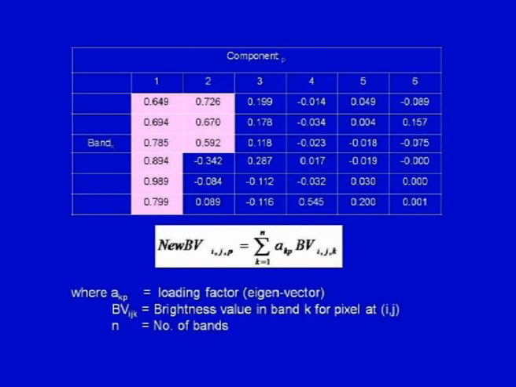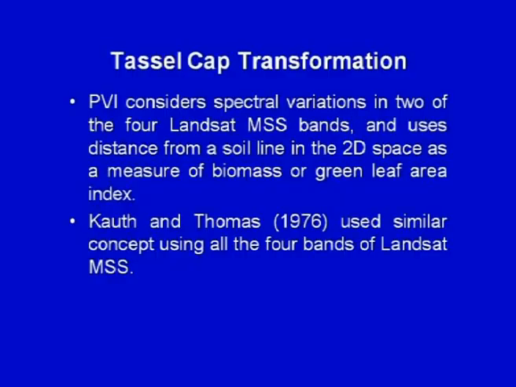Interestingly, in the PC3 image, water bodies and dry soils, moist soil areas have been highlighted very effectively in comparison to all other information, while the fourth, fifth and sixth bands probably have very little information of significance. The next orthogonal transformation scheme that we take up is the tassel cap transformation.